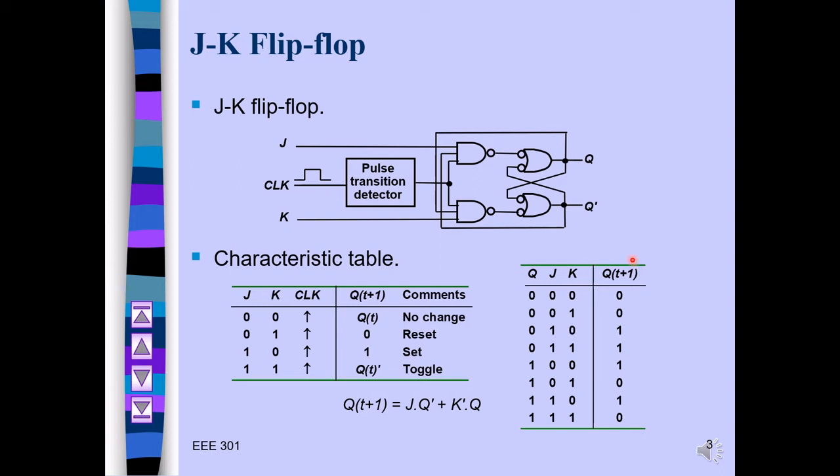If you do the K-map and simplify it for Q(t+1), you'll find this kind of equation. If you put all the values in the K-map, Q(t+1) equals J Q prime plus K prime Q.